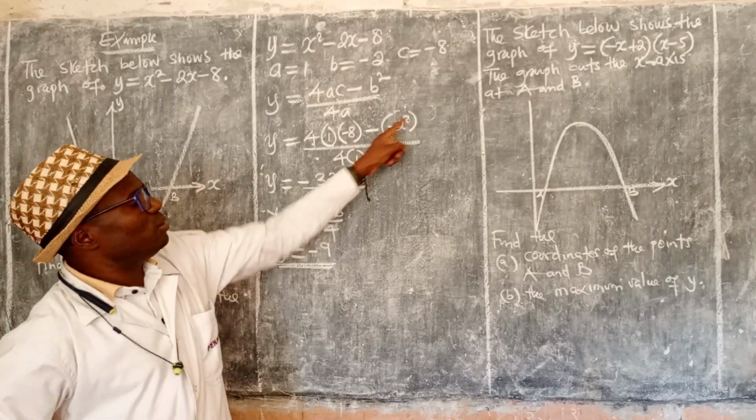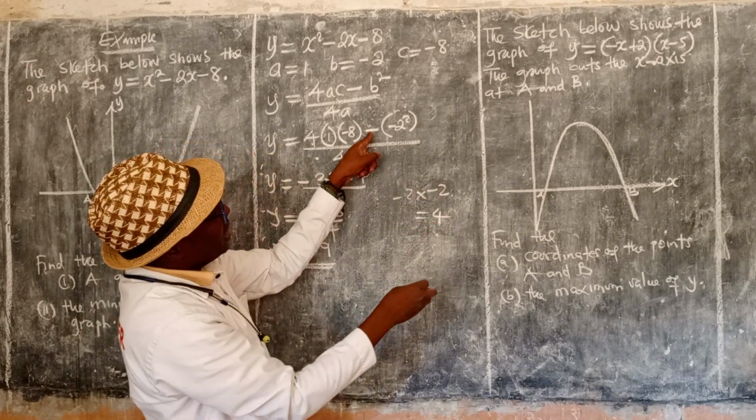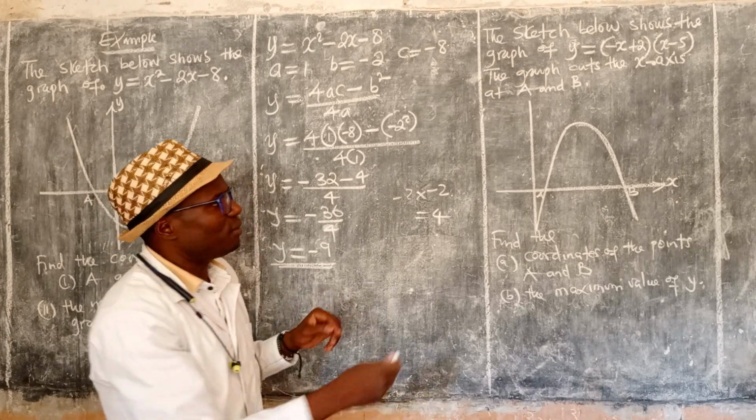Negative 2 squared, which means negative 2 times negative 2, the answer is 4, times that negative which is there. That's why it's giving us.